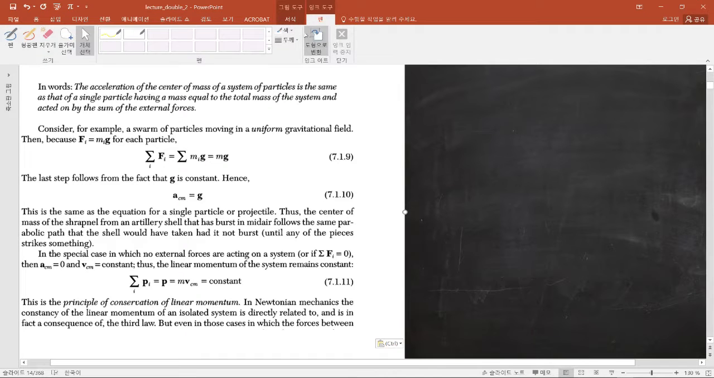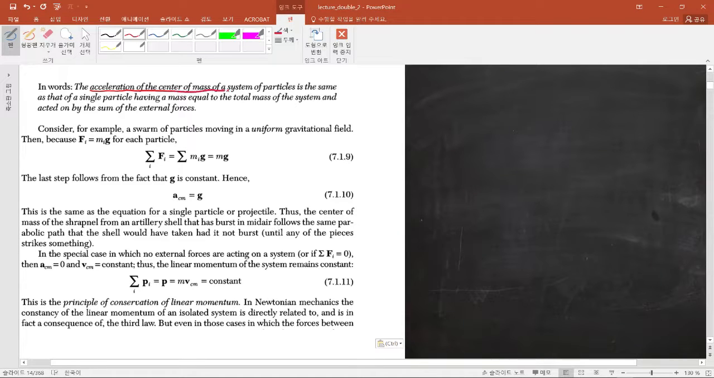So here, let's summarize this. The acceleration of the center of mass of a system of particles is the same as that of a single particle having a mass equal to the total mass, acted on by the sum of the external forces. So if you apply external forces to a rigid body, its effect is coming to the center of mass.